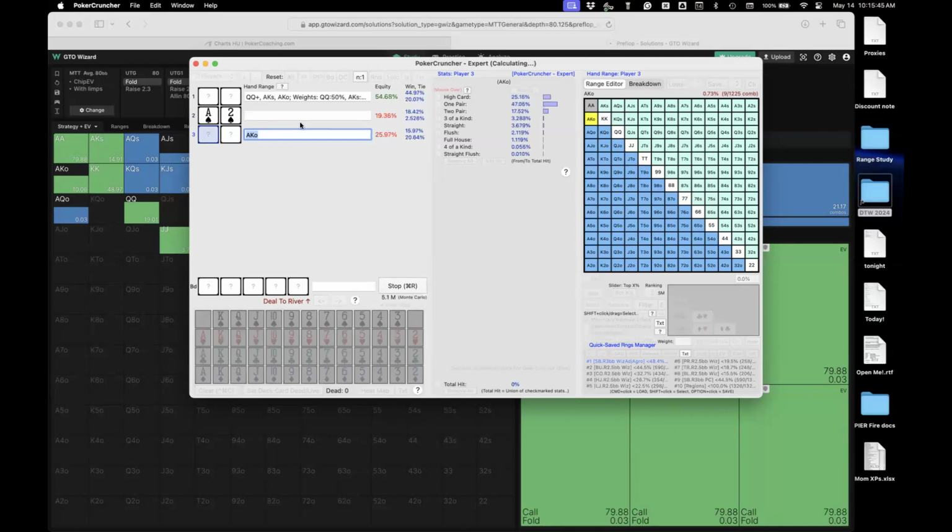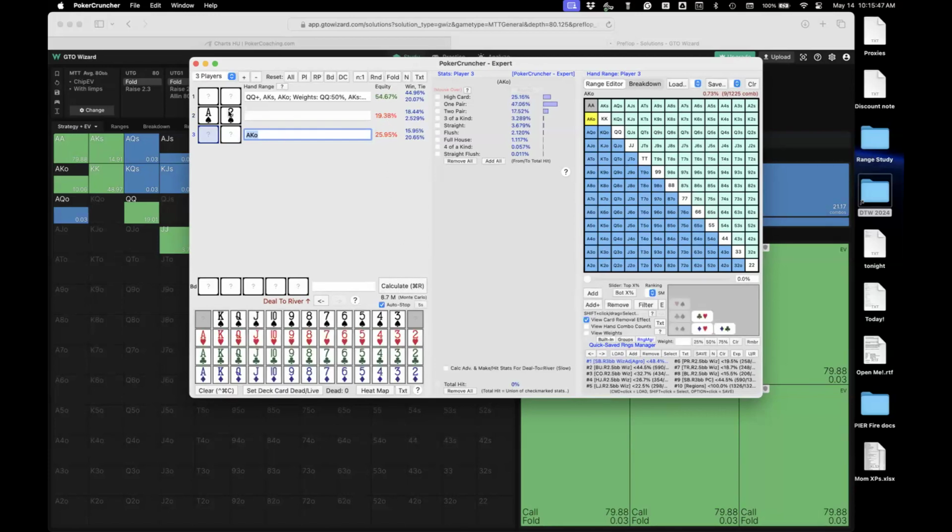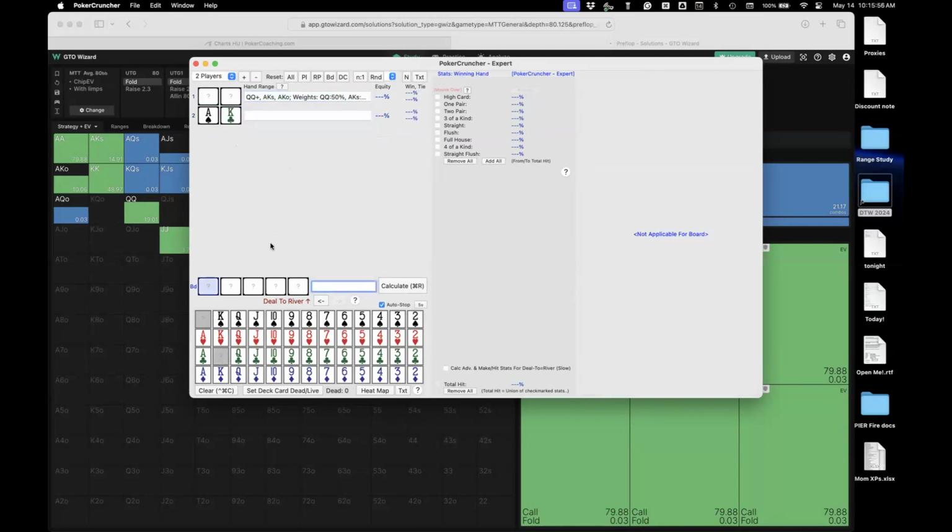Don't you have a way to do a dead card? Yeah, there is, but what is it? What is the way to do a dead card in this thing? I have never used it. Clear that. Clear that. Yeah, there we go. We've got our weights. Everything is good. Those are our ranges.